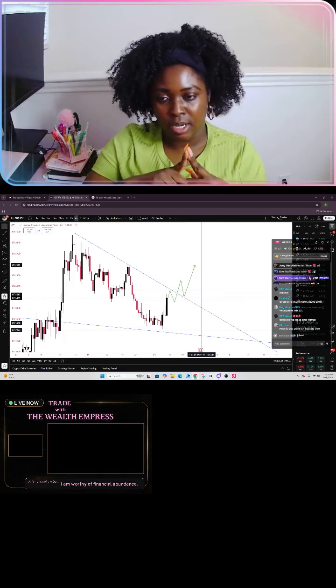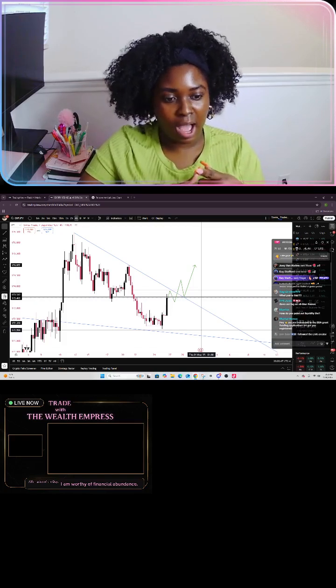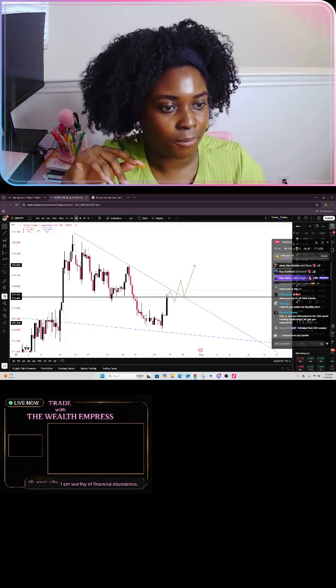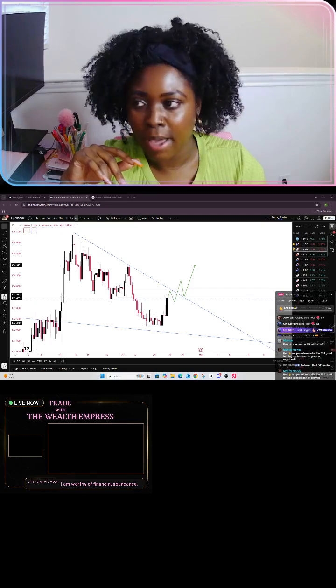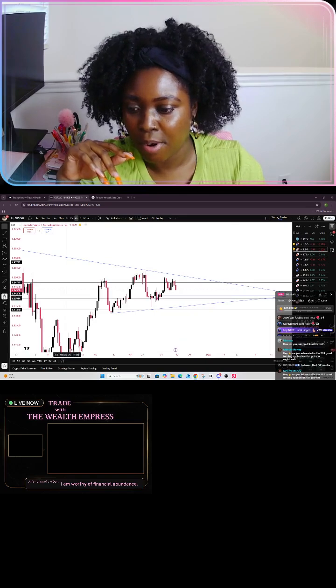How do you point out liquidity? Liquidity is consolidation. Liquidity is equal highs. Liquidity is equal lows. All right. I can come back. We had equal highs right here on GBP CAD. Y'all see that? Perfectly equal.